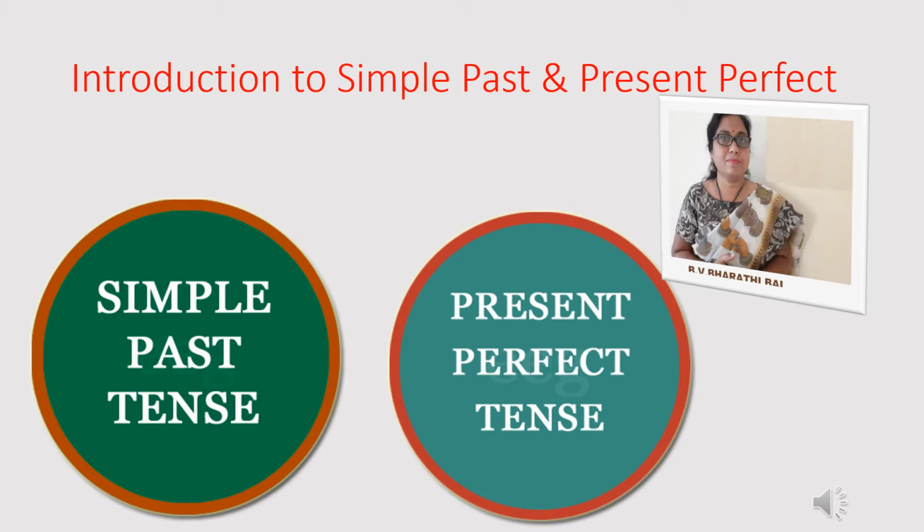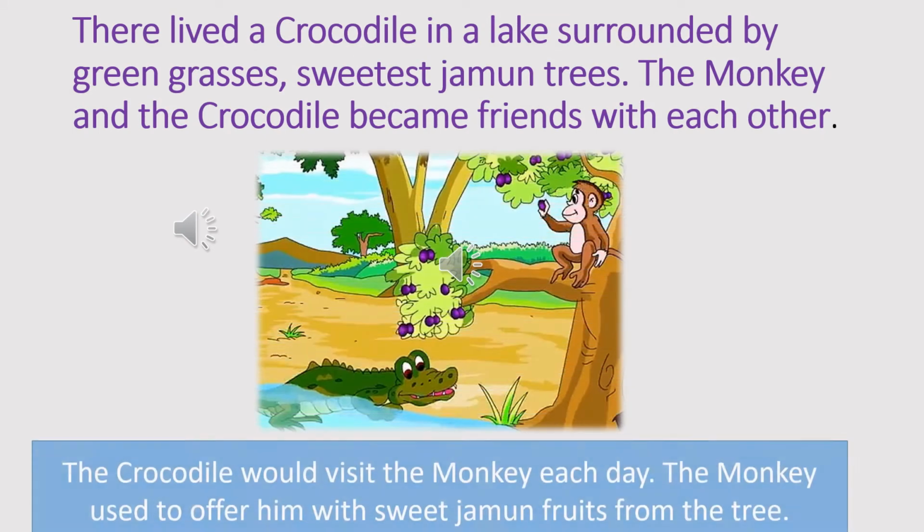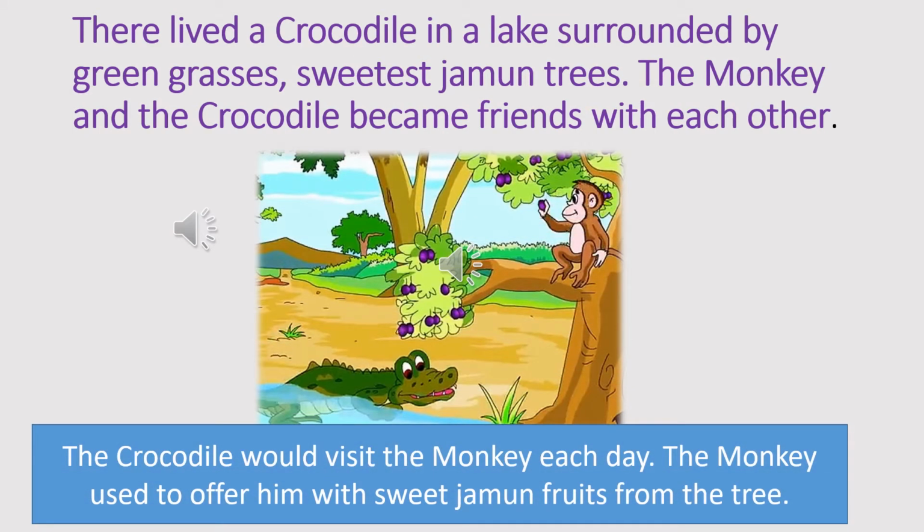Let us start the session with a beautiful story, The Monkey and the Crocodile. There lived a crocodile in a lake surrounded by green grasses and sweet Jamun trees. The monkey and the crocodile became friends with each other. The crocodile would visit the monkey each day. The monkey used to offer him sweet jamun fruits from the tree.